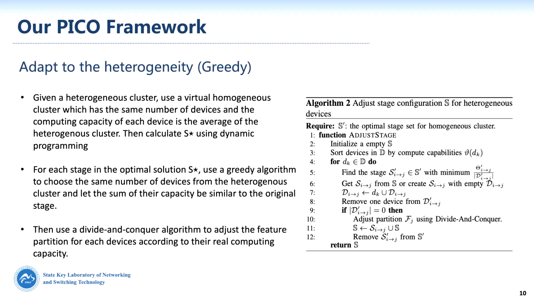Then for each stage in the optimal solution S star, we use a greedy algorithm to choose the same number of devices from the heterogeneous cluster and let the sum of their communication capacity be similar to the original stage. Then we can use the divide and conquer algorithm to adjust the feature partition for each stage, for each device according to their real communication capacity.